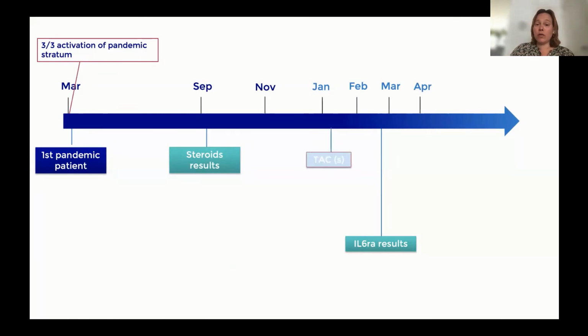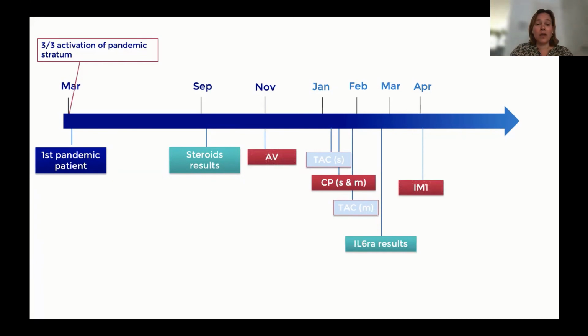And we've also concluded on therapeutic anticoagulation in the severe as well as the moderate patients. Those are out as a preprint and we're hoping to have the peer-reviewed publication soon. We've also concluded on convalescent plasma as well as antivirals, and we've now concluded the whole immune modulation domain.